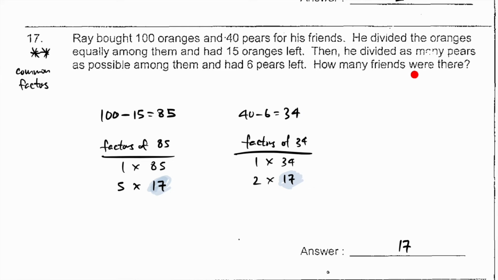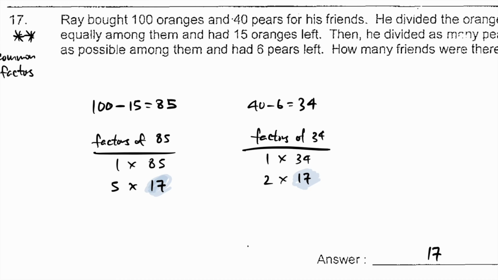How many friends were there? So if you're talking about taking 85 oranges and sharing it with people equally, you're looking at factors of 85. Same thing for 34, factors of 34. And what do you know? There is a common factor here, which is 17. So think of this as him giving 5 oranges to 17 friends and 2 pears to 17 friends. And the answer here is 17.